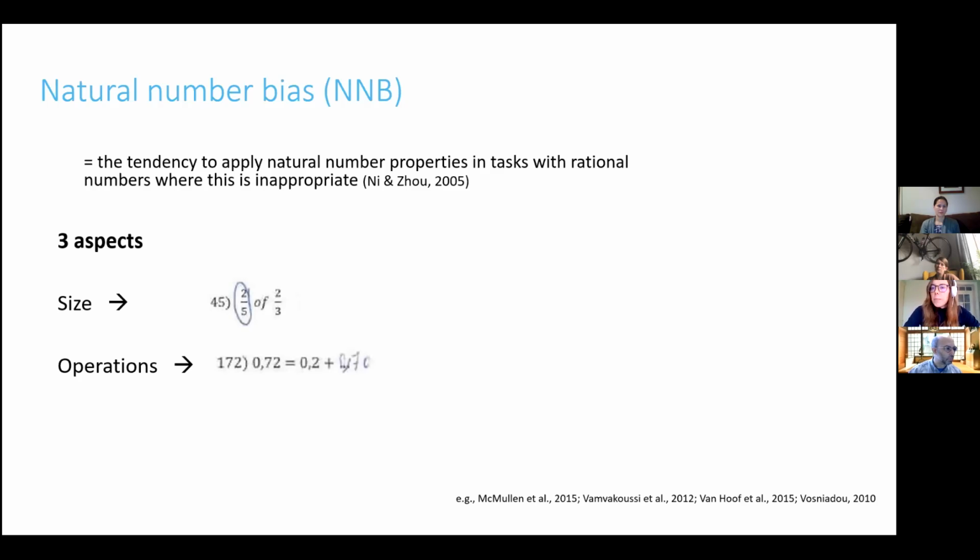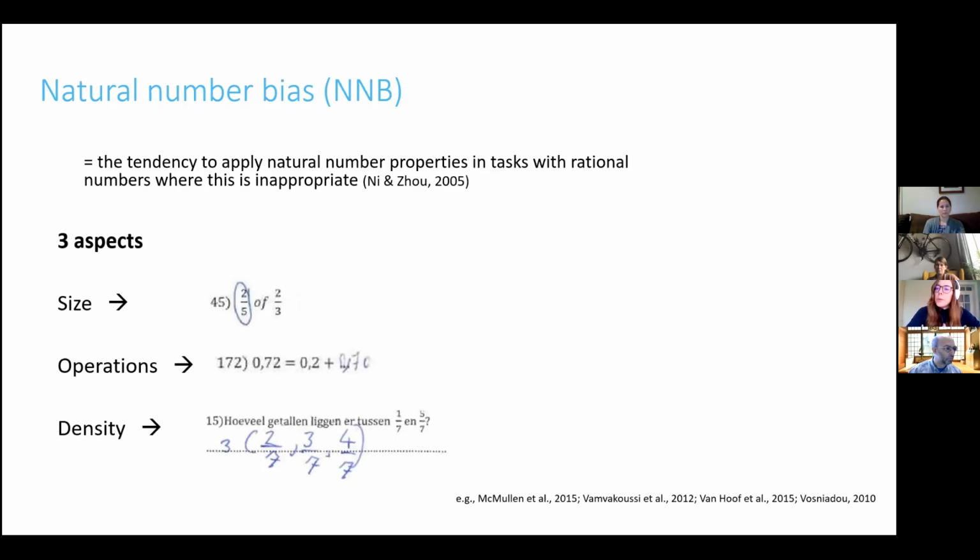The second aspect is operation. So you can also clearly see here that this student answered this equation based on natural number reasoning, which is of course incorrect. But today I'm going to talk about density. So what is density? It's about the structure of rational numbers.